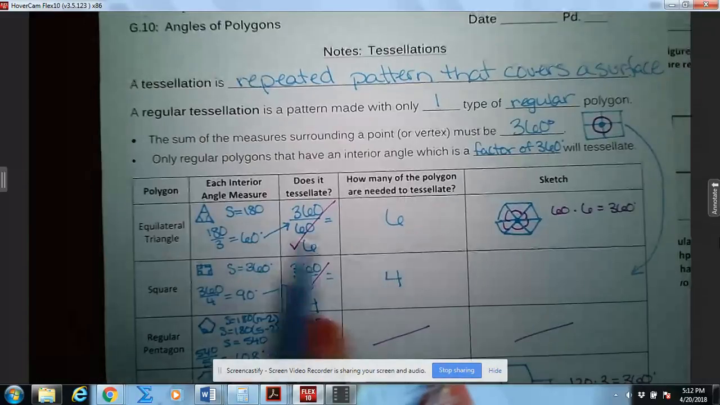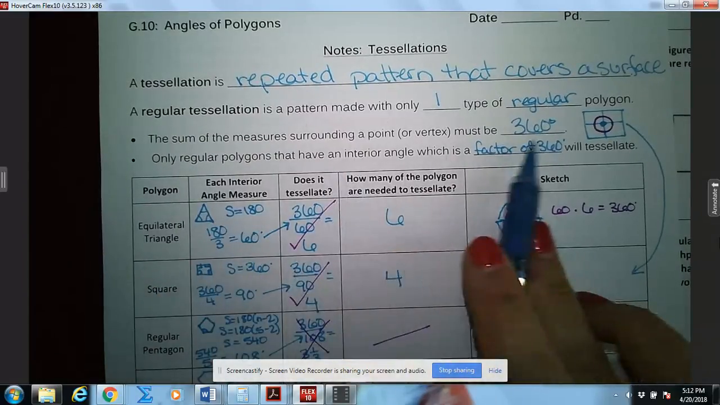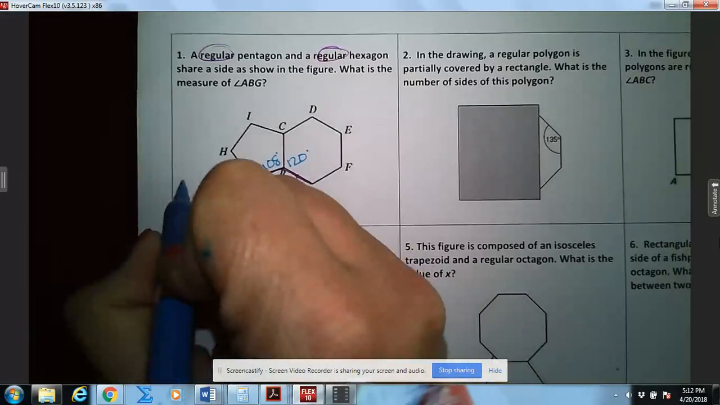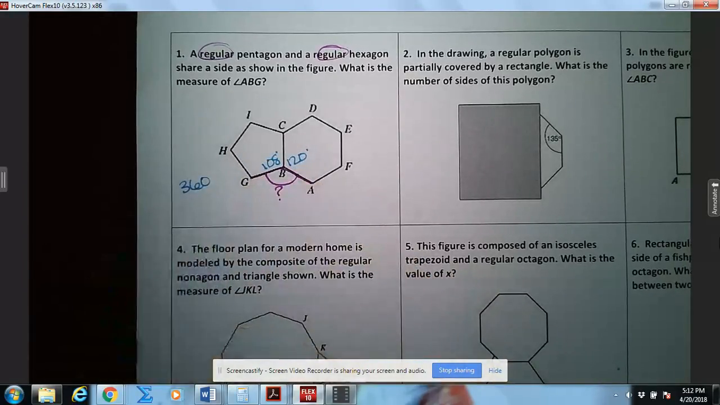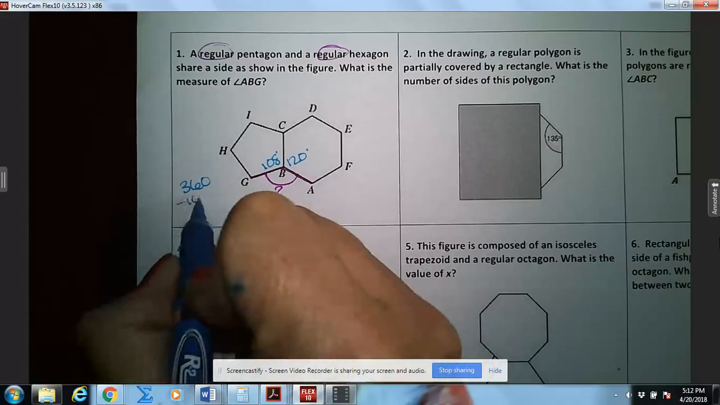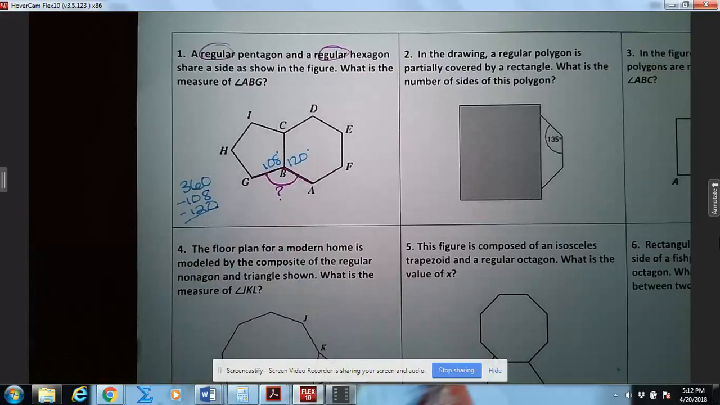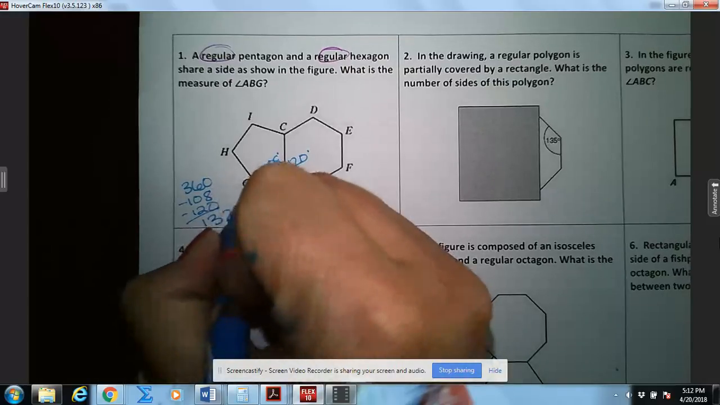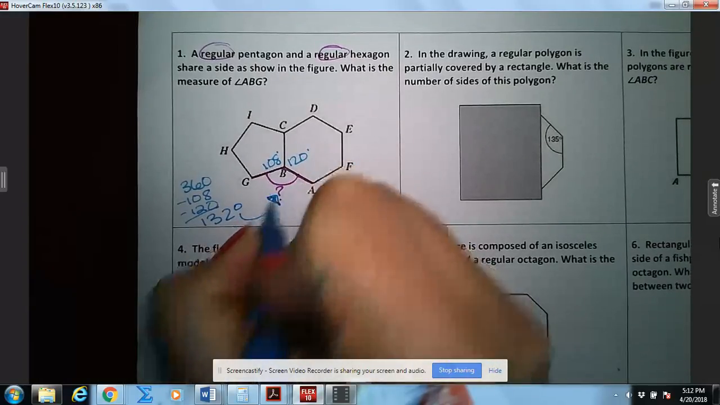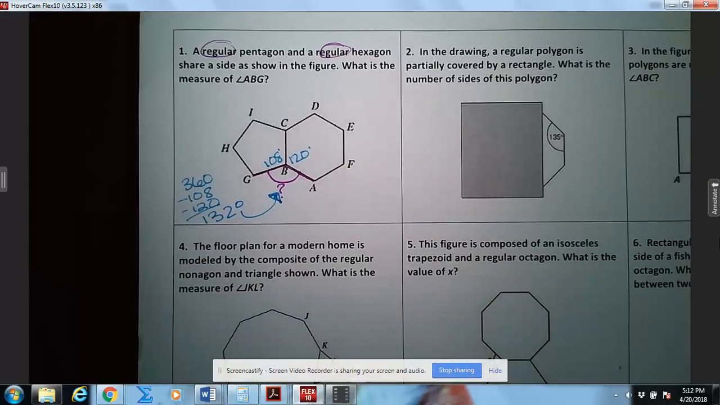And we know that the sum of the measures around any point has to be 360 degrees. So I've got 360 degrees total, and I've already used up 108 on the pentagon and 120 on the hexagon. So if I subtract those off, whatever's left over is going to be that leftover angle, 132 degrees. That's a great example of how you'll be tested on tessellations.